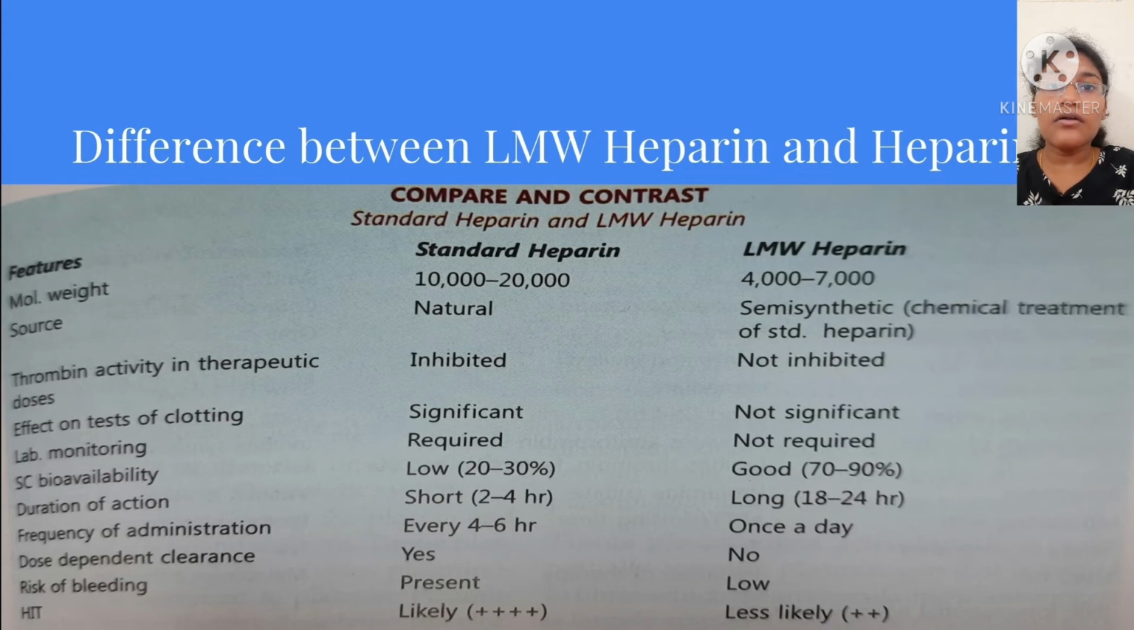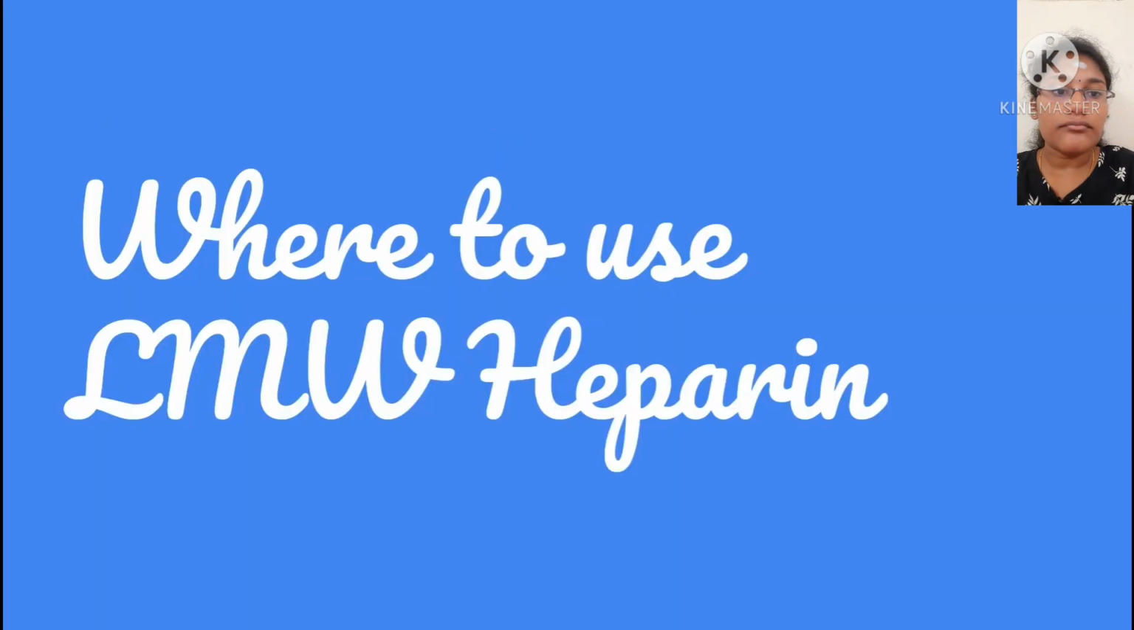And also low molecular weight heparin has more predictable pharmacokinetics, that is it has better bioavailability than heparin when used in subcutaneous injection. It has a longer time of action. So the frequency of administration of heparin is 4 to 6 hours, but low molecular weight heparin can be given only once a day since it has a longer half-life.